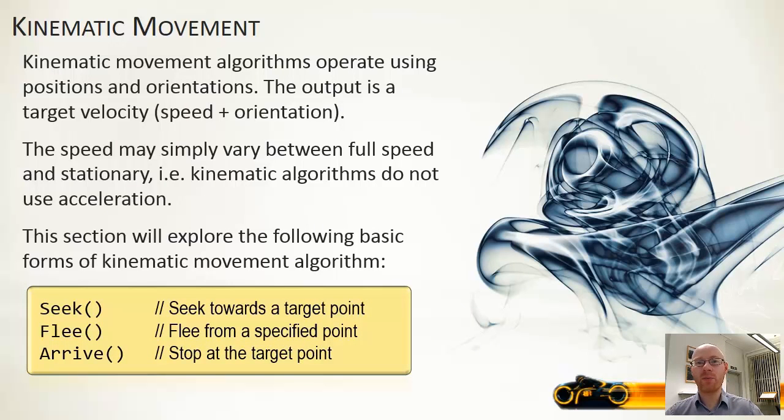Seek is where we will head at full speed towards our target location. Flee is where we will flee away at full speed from whatever position we're fleeing away from. And arrive is where we will move towards a target position, slowing down and then stopping whenever we get to that target position. As a reminder, these are kinematic algorithms, so there's no notion of acceleration here. We're simply going to output a target velocity and then use that velocity to update our position as we go through.